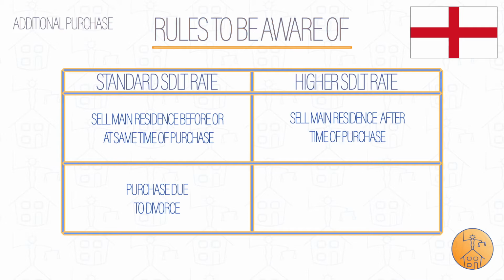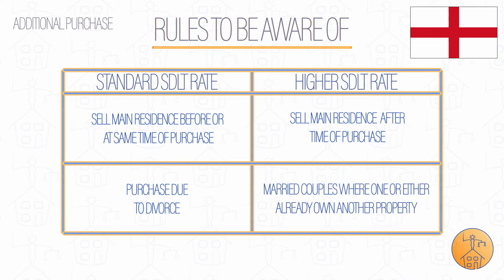If you are a married couple and the husband already owns a property that they don't want to sell, buying a new property in the wife's name only won't save you that additional 3% stamp duty because the government sees a married couple as one unit.